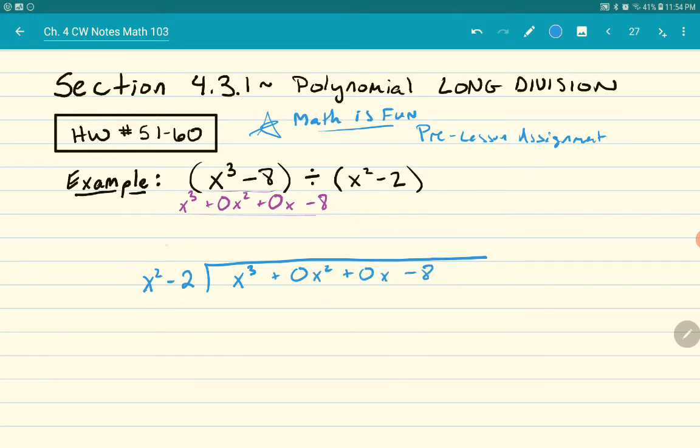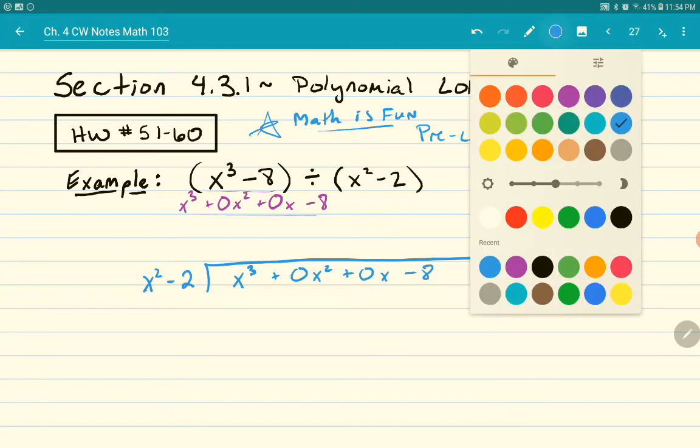You may have seen some 0 placeholders in the divisor. I don't think that's necessary, so I usually do not do that. So I'm just going to keep it like this. And as long as I have my zeros in the dividend, I make sure that if I do end up with an x squared term or an x term, it has somewhere to go.